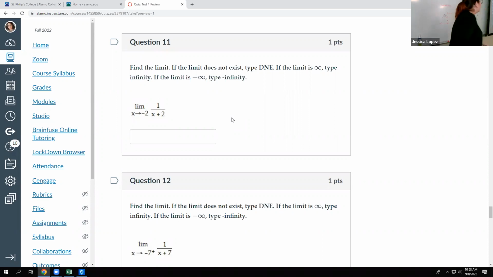Now personally, I would graph it, just because I know how to graph rational functions. I know that 1/x looks like this. And if you add something to it, all it does is shift it left 2 units.